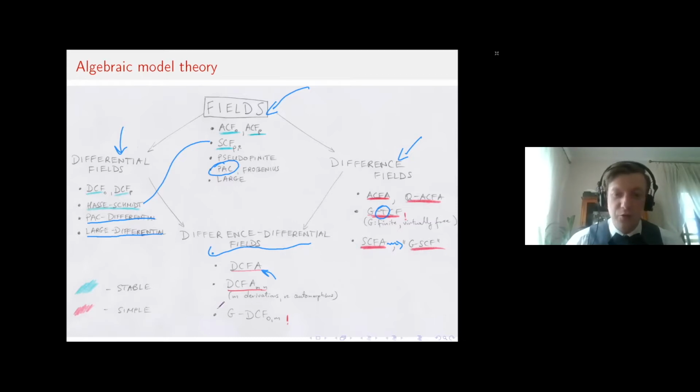And today, at the end, I will talk about this last example. It's a theory of fields of characteristic 0, with M many derivations which commute, and a group action by a group G, which is a group action by differential automorphisms. If I take large fields out of this picture, every field which is a model of these theories is a PAC field.